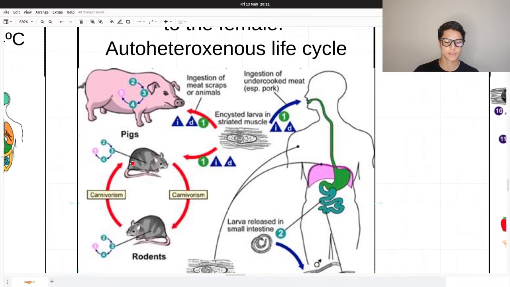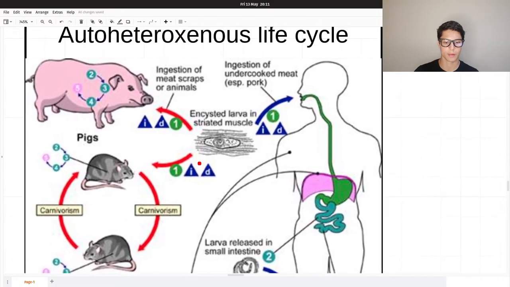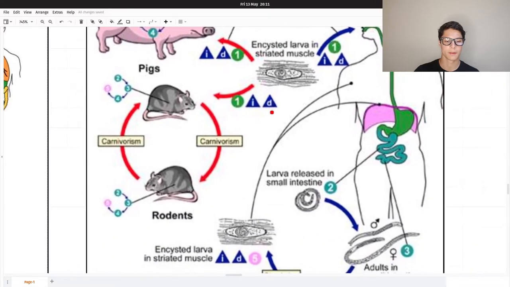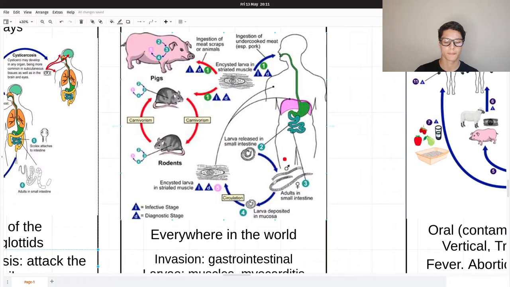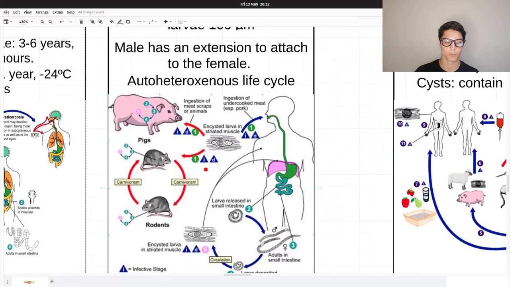In the case of pigs and rodents, we have the following. They ingest meat scraps or animals with the encysted larvae in striated muscle. And then the same thing will happen to them, but this in rodents is autoheteroxenous because the transmission is through carnivorism. They will eat each other and the cycle will repeat without too much trouble.